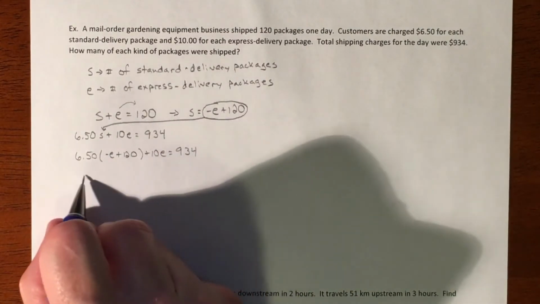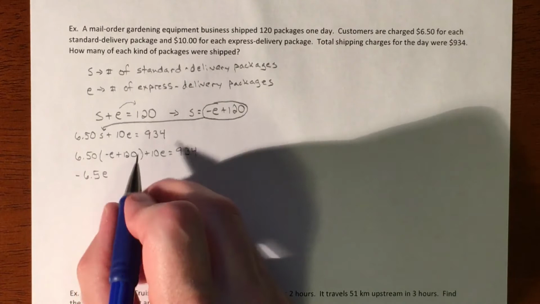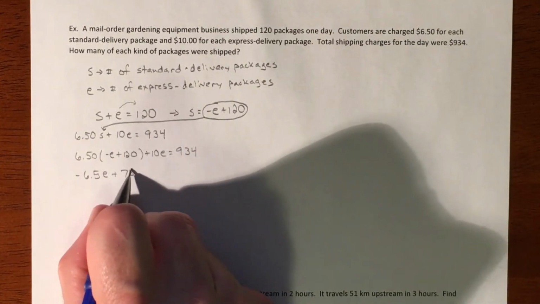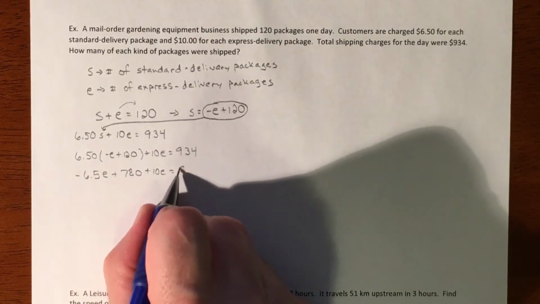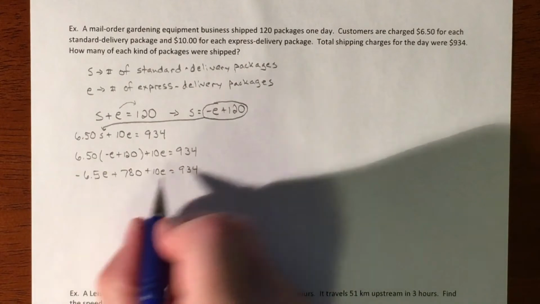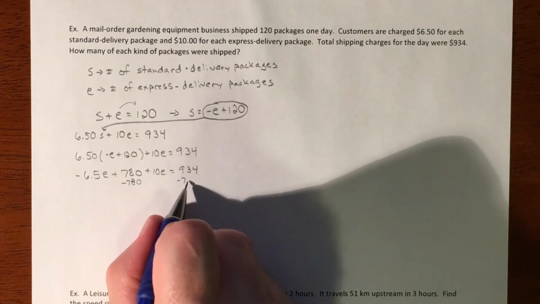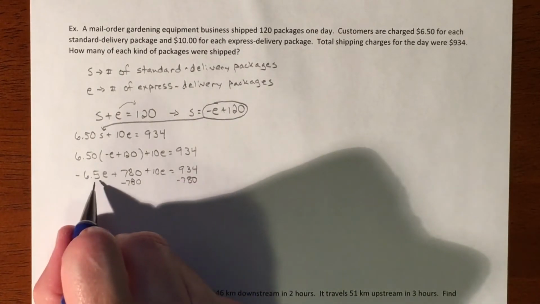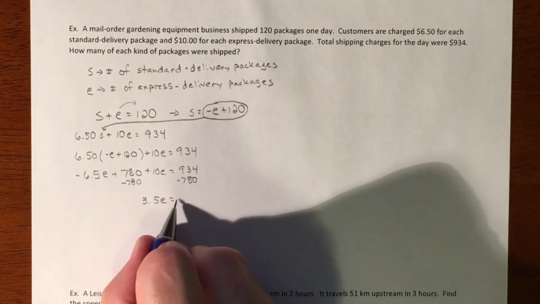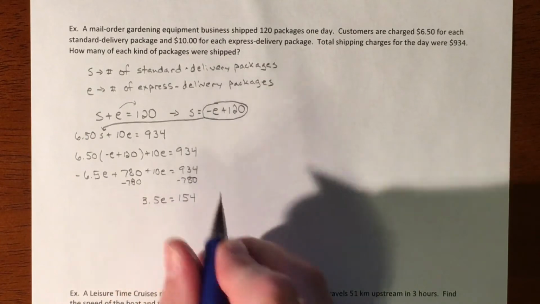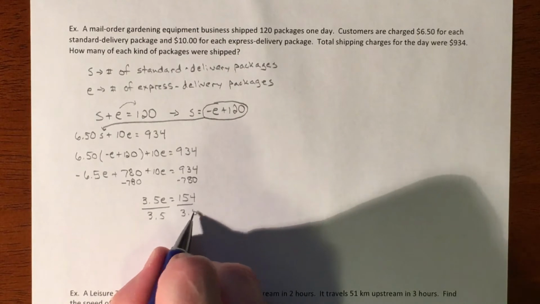All right, so we'll do some distribution. That's going to get us a negative 6.5E. 6.5 times 120 is 780 plus our 10E equals 934. So we're going to combine these two, and at the same time I'm going to subtract the 780 over, and these two together are going to make 3.5E equals 154. When I subtract that, divide by 3.5, divide by 3.5.